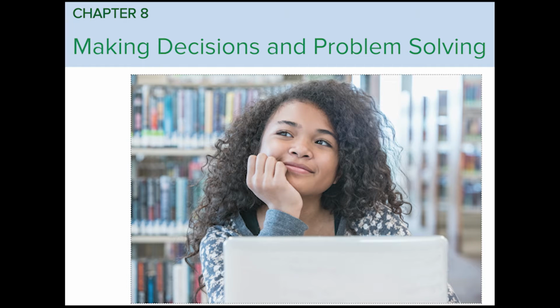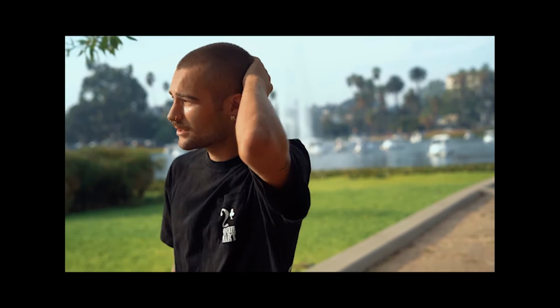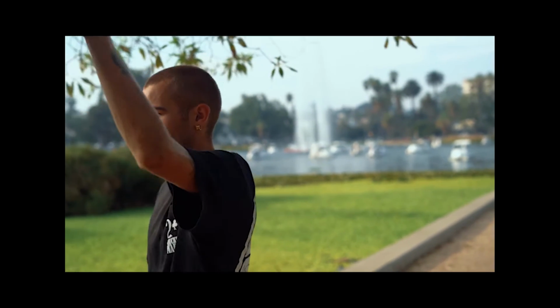This is Group 2 presenting about Chapter 8 called Making Decisions and Problem Solving. Decision making is a part of everyone's life. It is a process of deciding among different choices.